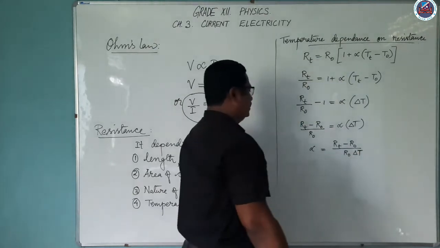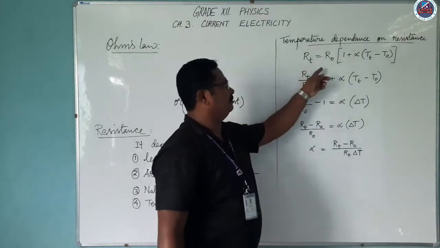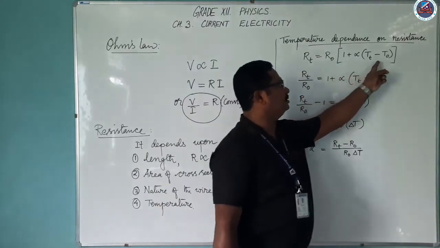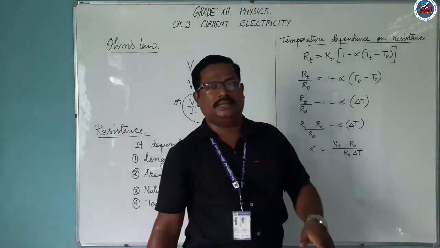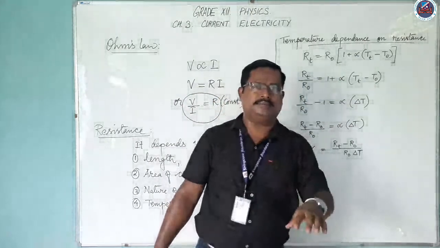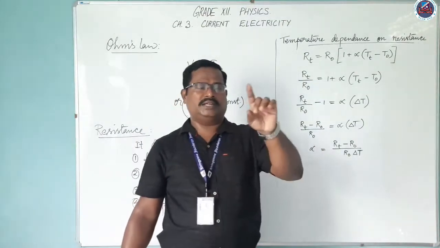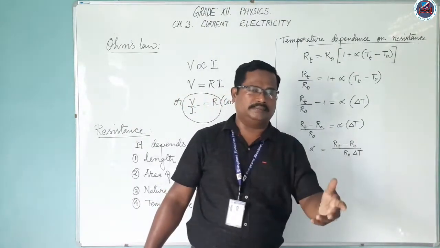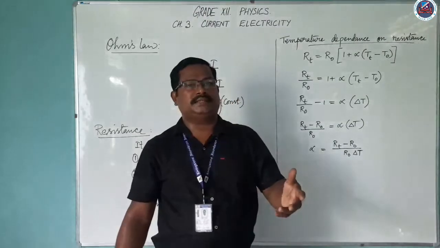You may be wondering here, what is RT and what is R naught? What are T and naught used for? Then you should know that T naught is the initial temperature. Whenever I'm writing T naught, at that initial temperature, what is the resistance?